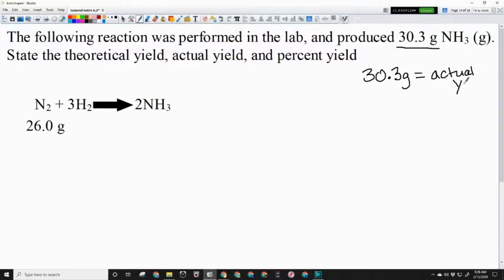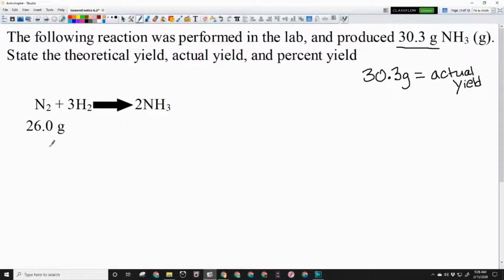Okay, that's what we got when we actually did the experiment. Okay, so to get the theoretical yield, it's either going to tell us that we should get this much, but normally it's going to give you some information like this and have you calculate a theoretical yield, which we can do because we learned that in our last video, stoichiometry.